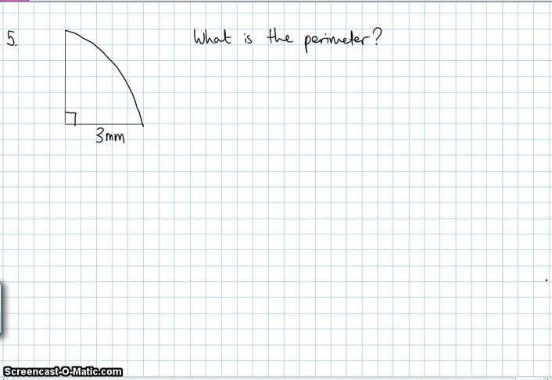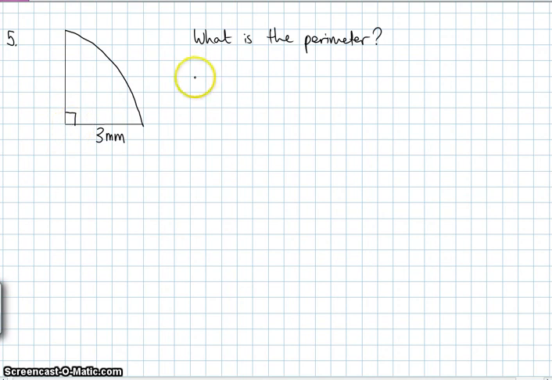Okay, what is the perimeter? Now, this is a bit trickier. What we've got here is a quarter of a circle. I didn't have a tool to draw quarters of circles, so this is as close as I could get it. We know it's a quarter because we have a right angle here. And of course, there are 4 right angles in a circle.